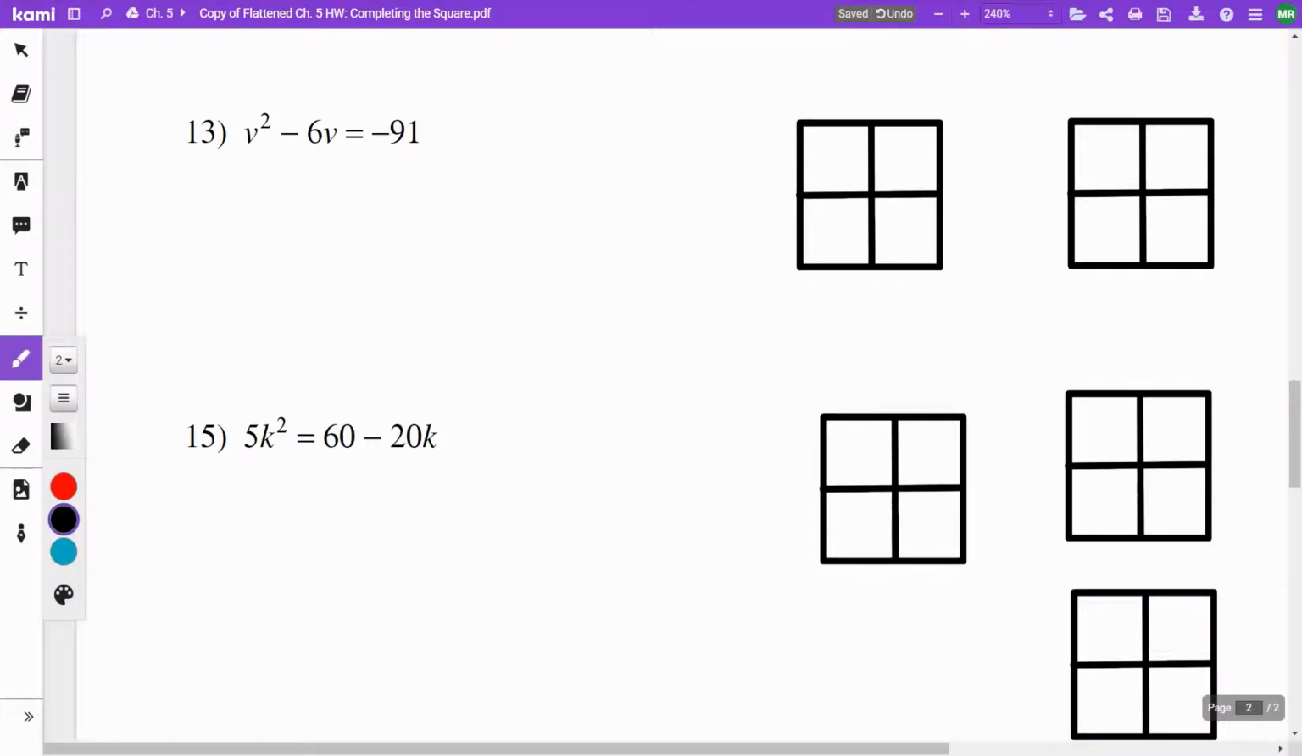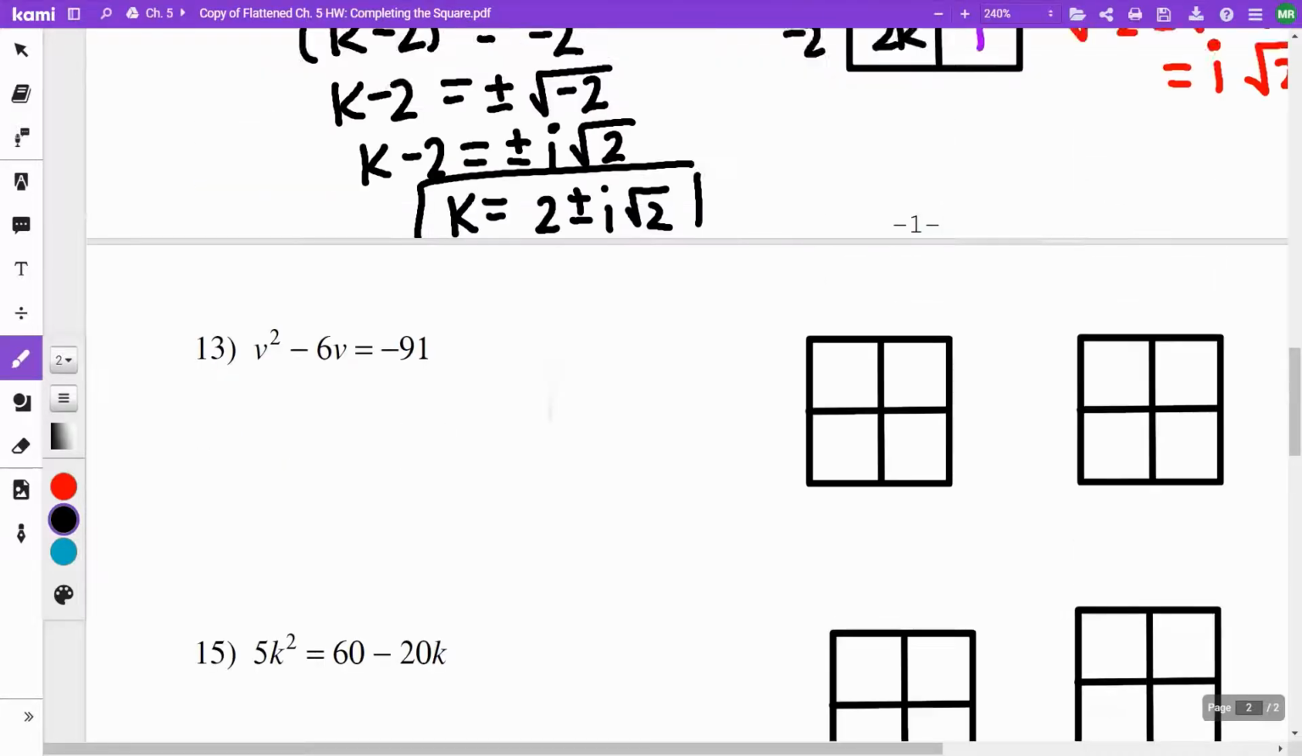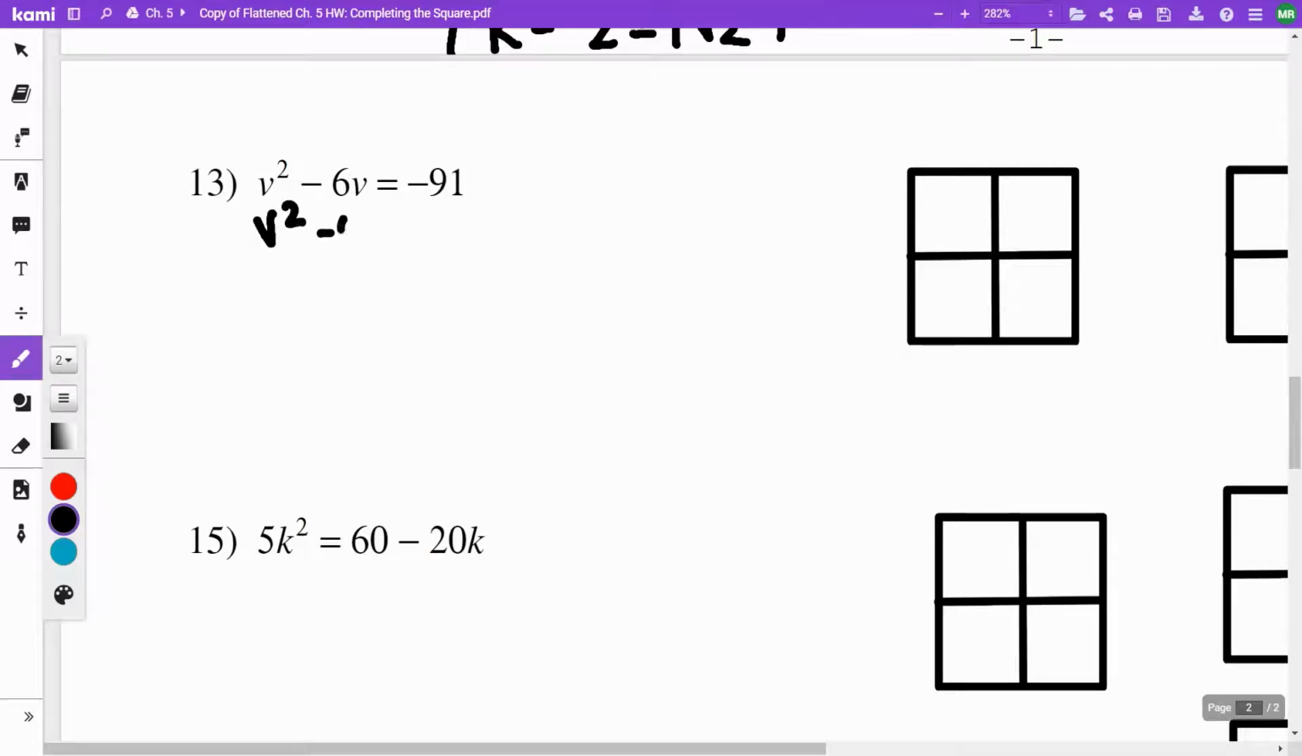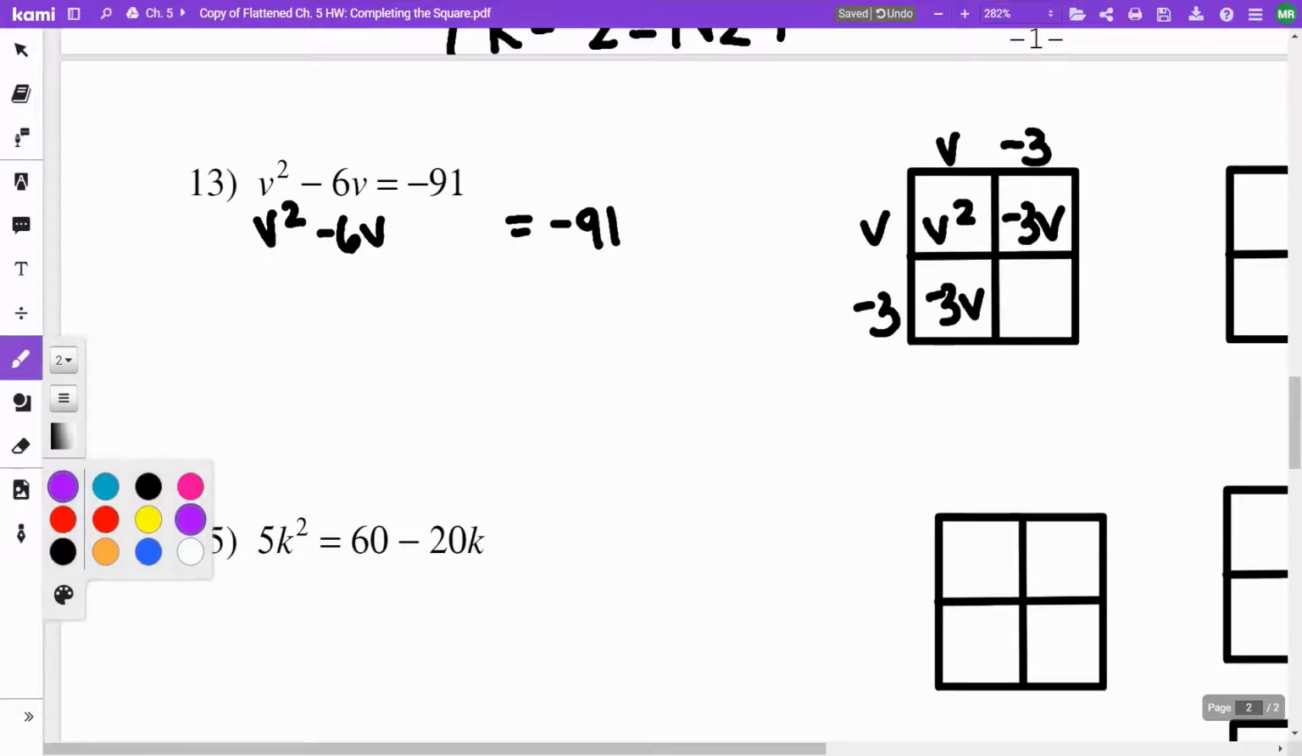So for this, on number 13, I have a v squared minus 6v. They already have my negative 91 on the other side. So I'm going to have a v squared. I'm going to split a negative 6v, which I think we saw earlier, negative 3v, negative 3v. So this is going to be a v minus 3. This is going to be a v minus 3. And what is going to complete it is a 9. So I'm going to add 9. I'm going to add 9.